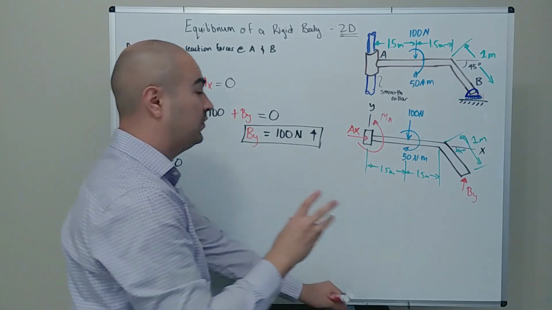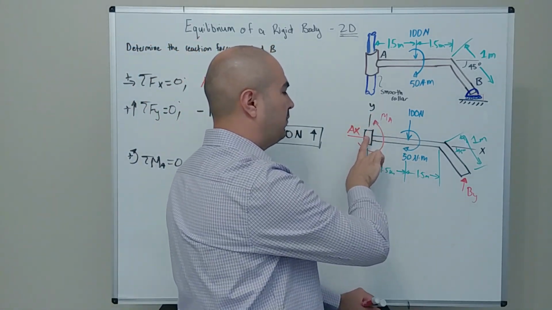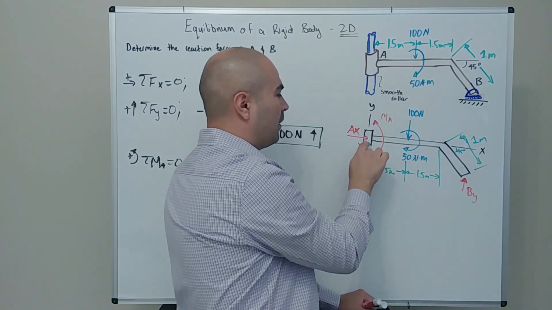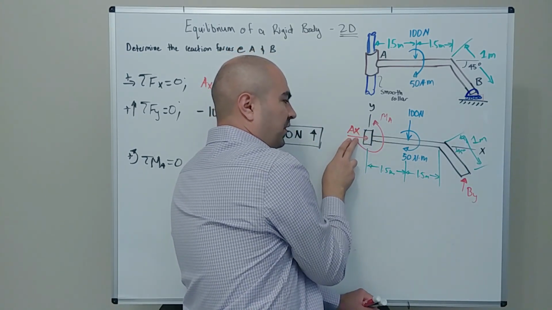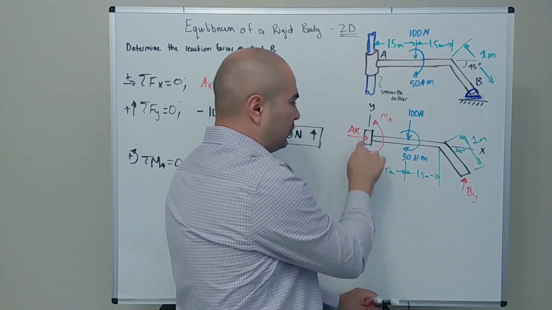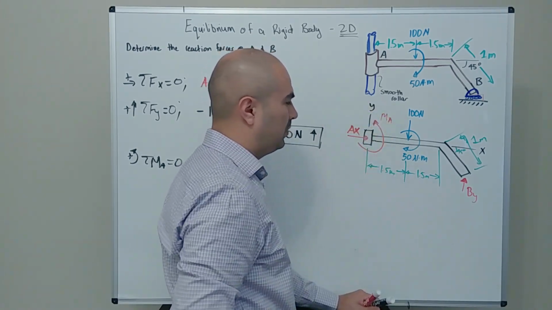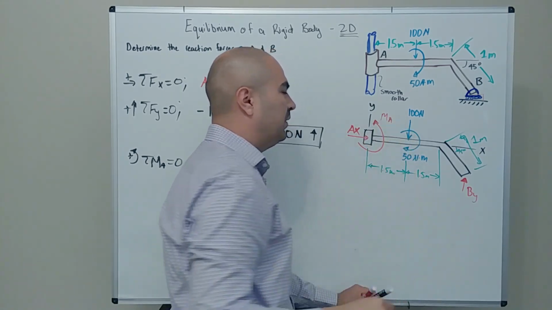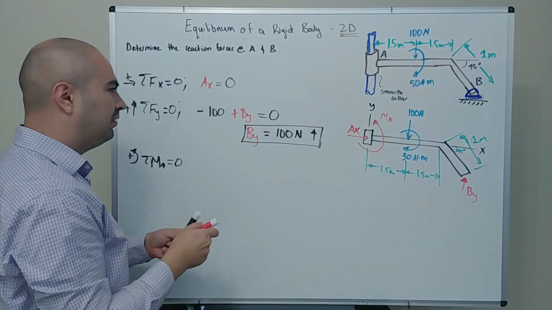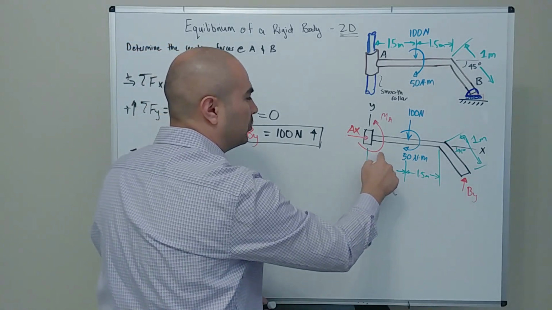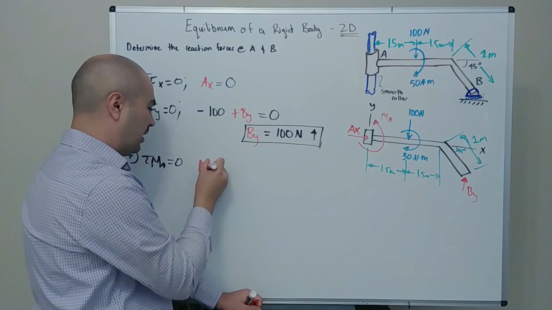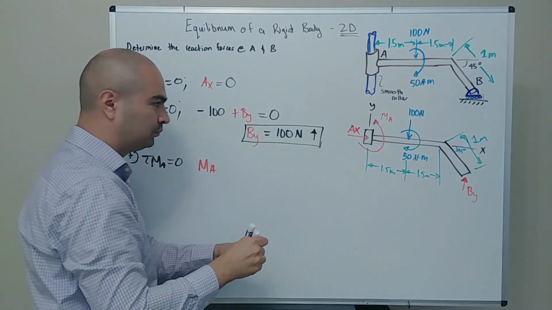As I start summing moments, I'm going to sweep from this point A to the right over here to try to cover everything. I'm looking at the force AX over here. It passes through point A, so it's not going to generate a moment. So this guy is gone. Next, I have this couple moment, this reaction at A that can develop. Right now I drew it counterclockwise or positive, so I'm going to say MA right there.